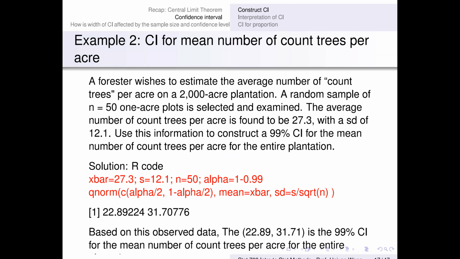Here's the next example. We want to consider the mean number of trees per acre in a forest.